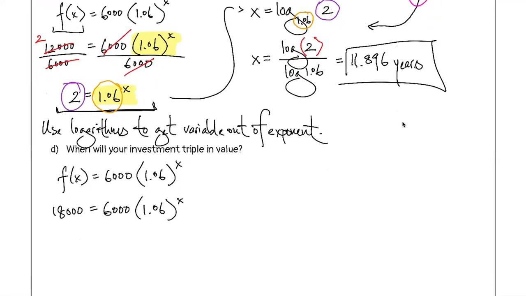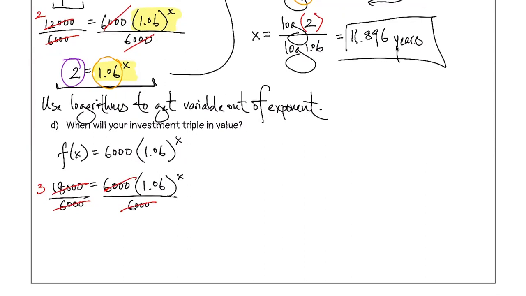All right. So how does that change the way we solve this? Can we still divide by the 6,000 first? Yeah, we'll divide by that 6,000, right? So let's get rid of this 6,000 and we'll divide that here too. These two will reduce to 1, but this side now reduces to 3. Okay. So instead of 2 equals 1.06 to the x, we've got 3 equals 1.06 to the x.